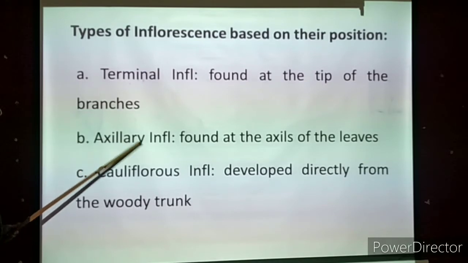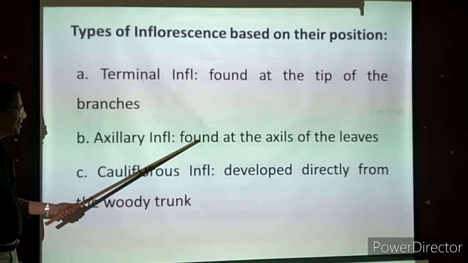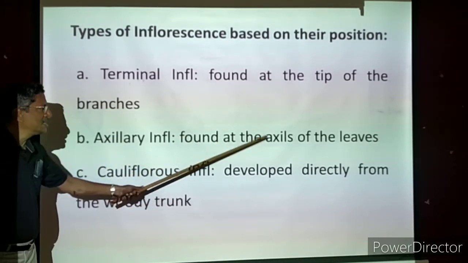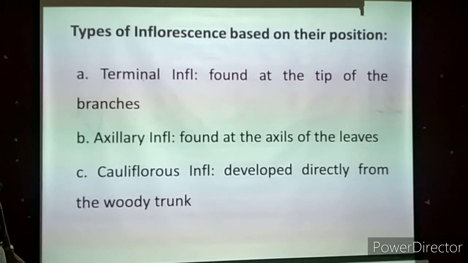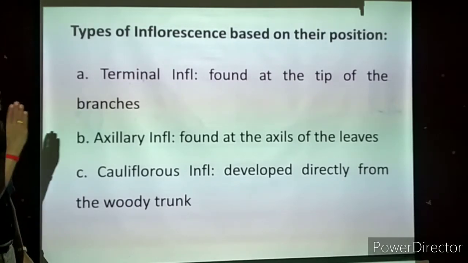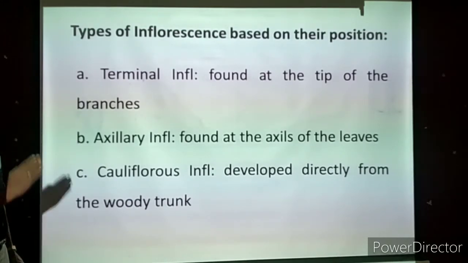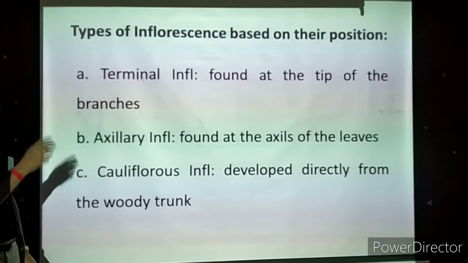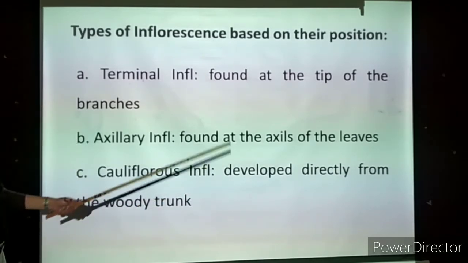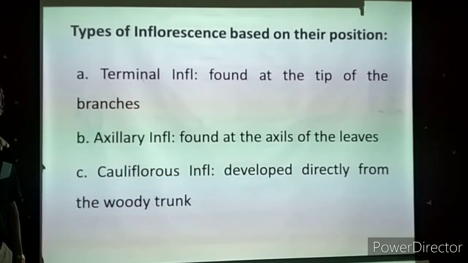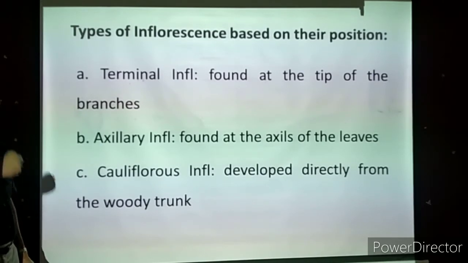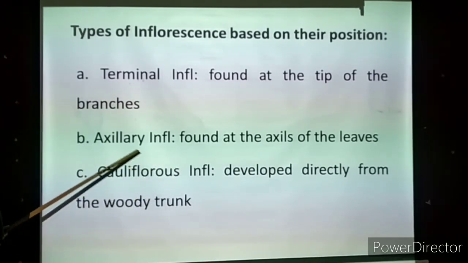What is the meaning of axillary? These inflorescences are found at the axils of the leaf. This we have already studied for the bud, the axillary bud. The stem is present, then the leaf is present at one angle, and between the leaf and the stem there is a space, called the axil of the leaf. So the inflorescence situated in the axil of the leaf is called the axillary inflorescence.